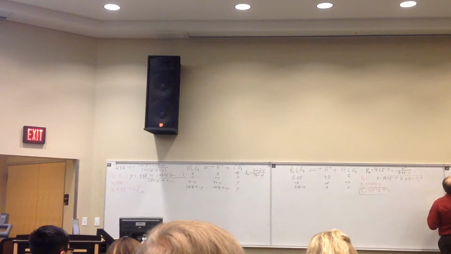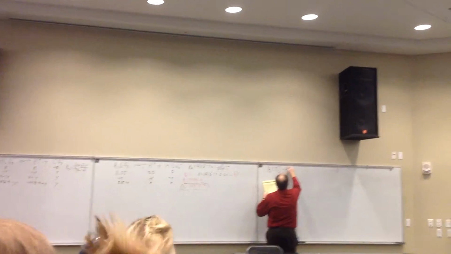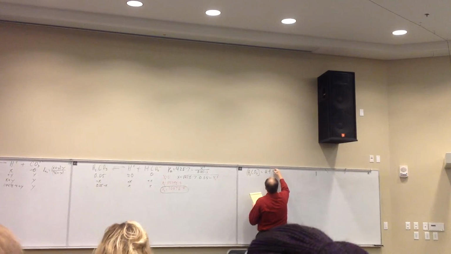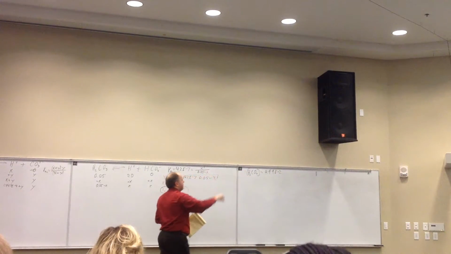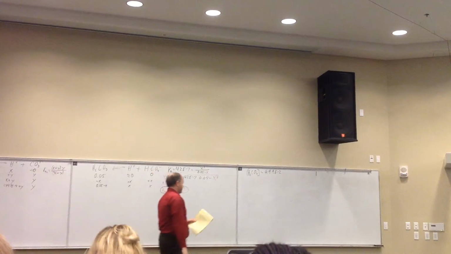Okay, so the concentration of my undissociated acid is equal to 4.99 times 10 to the minus 2. It barely went anywhere because I started at 0.05, which is 5 times 10 to the minus 2.